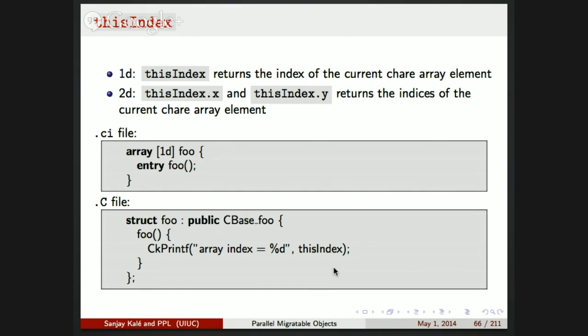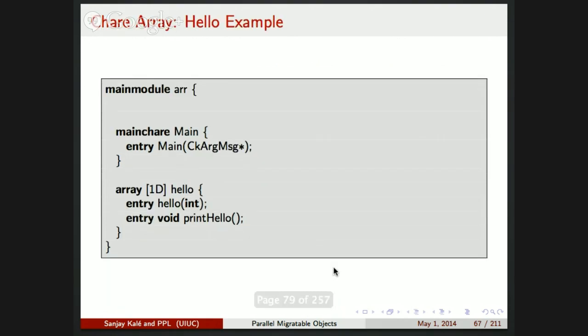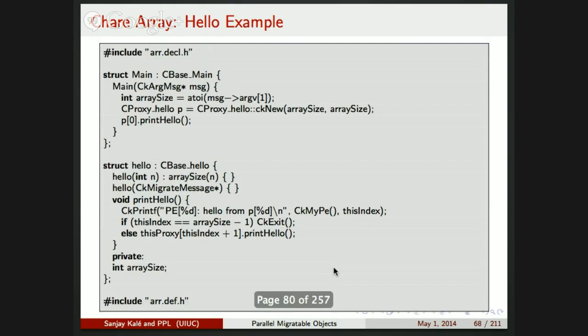This index, in a 1D case, is just an index of the current chare array element. In a 2D case, it's an object with an X and a Y for the current element, and similar for 3D, 4D, etc. So in this very simple example, when foo is constructed, it would just print out what index in the array it is. So here again is the hello example, which we've already looked at. I don't think this is any different.